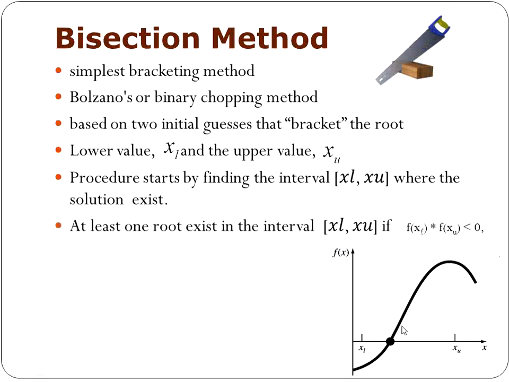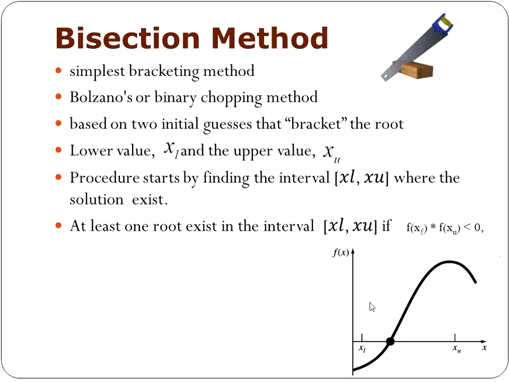Okay. Now suppose you have two guesses, xl and xu, which bracket this root. Now suppose this condition is satisfied: f of xl into f of xu is less than 0. It means for this function at least one root exists.